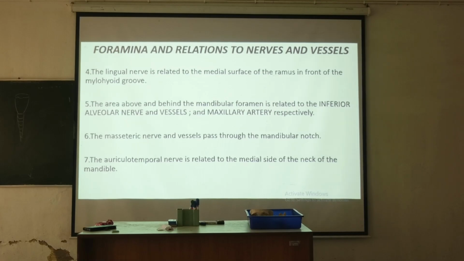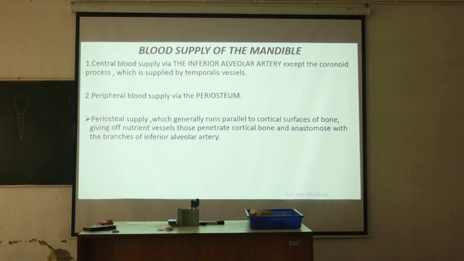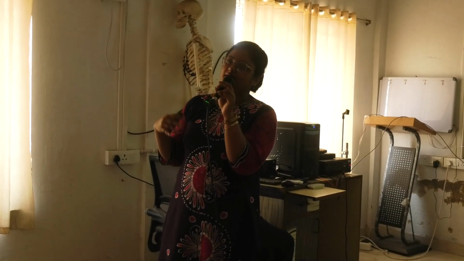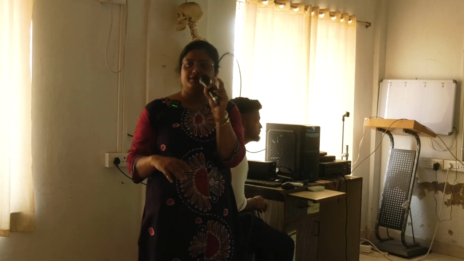Okay, this is asked in your Viva. Auriculotemporal nerve, masseteric nerve, inferior alveolar nerve and vessels, maxillary artery. Okay, all those are important. Lingual nerve. Next we go to the blood supply. Okay, so you have to know the attached parts, different muscles, and the nerves related to the different foramina like this. Okay, different nerves and vessels related to the mandible, that you must read. Okay, a very frequently given bone in your Viva.